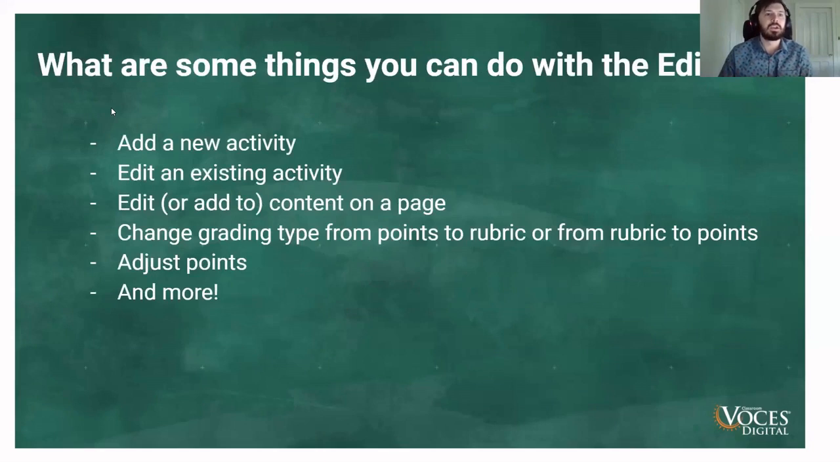So that being said, some of the things we can do in the editor: we can add a new activity, like a brand new page entirely from scratch, or you can edit an existing activity. So if there's certain verbiage on there you want to change, or you want to add or remove some questions or add an image or anything, you can do that. You can change the grading type from points to rubric or from rubric to points if you want to change how it's graded. You can adjust the point values of the questions on the page and more. Again, anything you see on Voces, you can do.